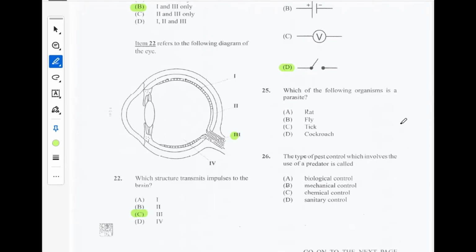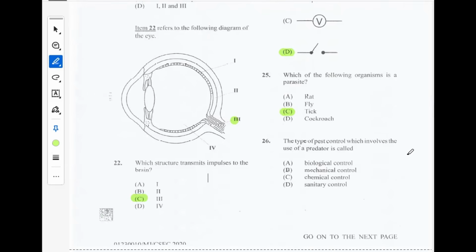On to 25. Which of the following organisms is a parasite? A rat, a fly, a tick, a cockroach? It will be a tick. 26. The type of pest control which involves the use of a predator is called biological control. 26 is A.